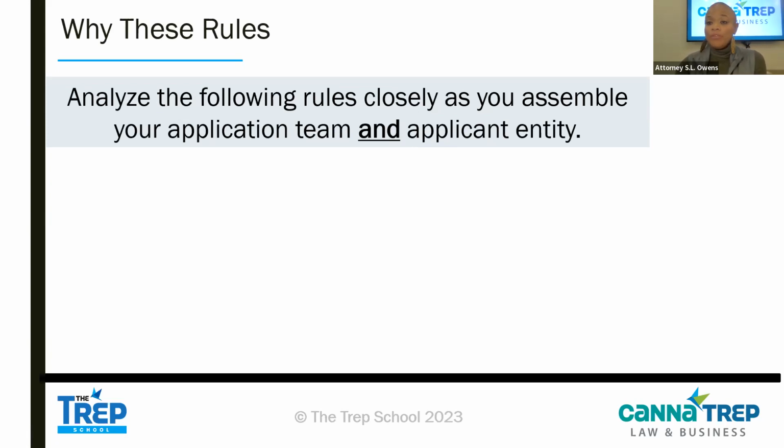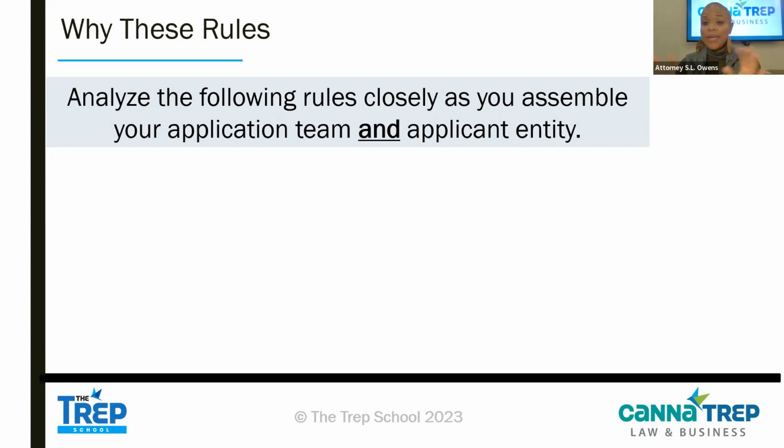Why did I pick the rules that I'm covering tonight? All right, so the rules I picked tonight, they have to do with how you assemble your application team and your applicant entity. So by application team, that is all of the people that you are going to form your team to apply for this license. Applicant entity is if you guys decide to create a company together, that is the legal company that you're going to use to apply, okay?